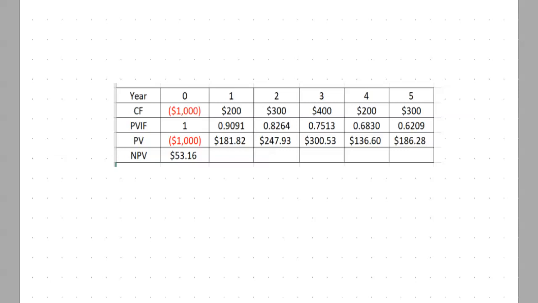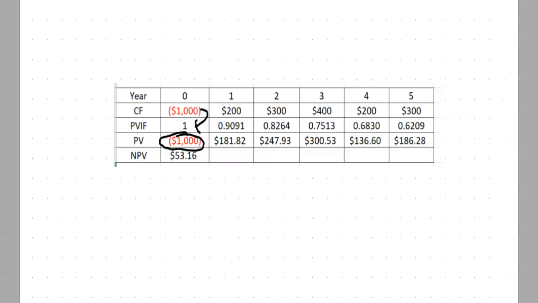Year 0 interest factor is 1, year 1 interest factor is 0.9091, year 2 interest factor is 0.8264, year 3 present value interest factor is 0.7513, 0.6830, and 0.6209 for year 4 and 5. When you multiply the cash flows with the present value interest factor, you'll get the present value.